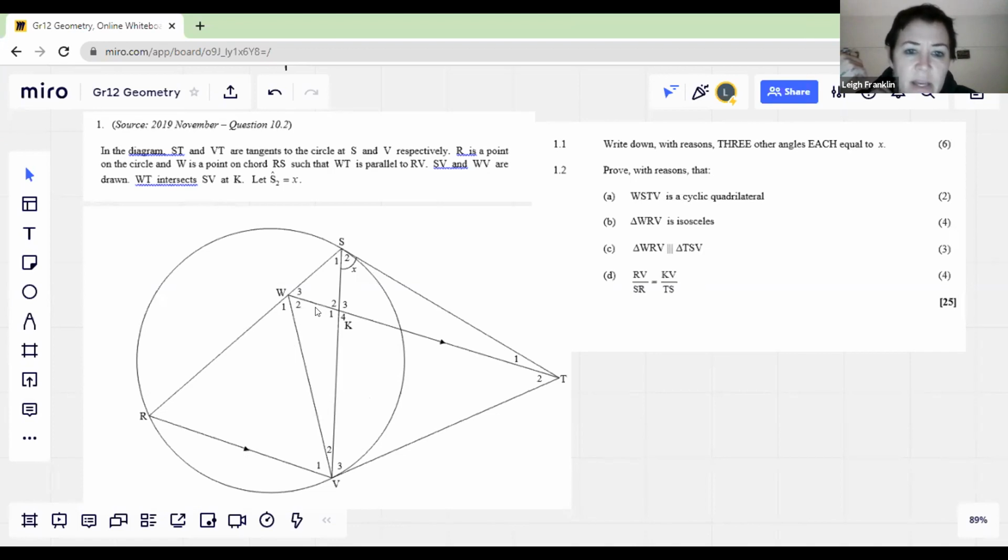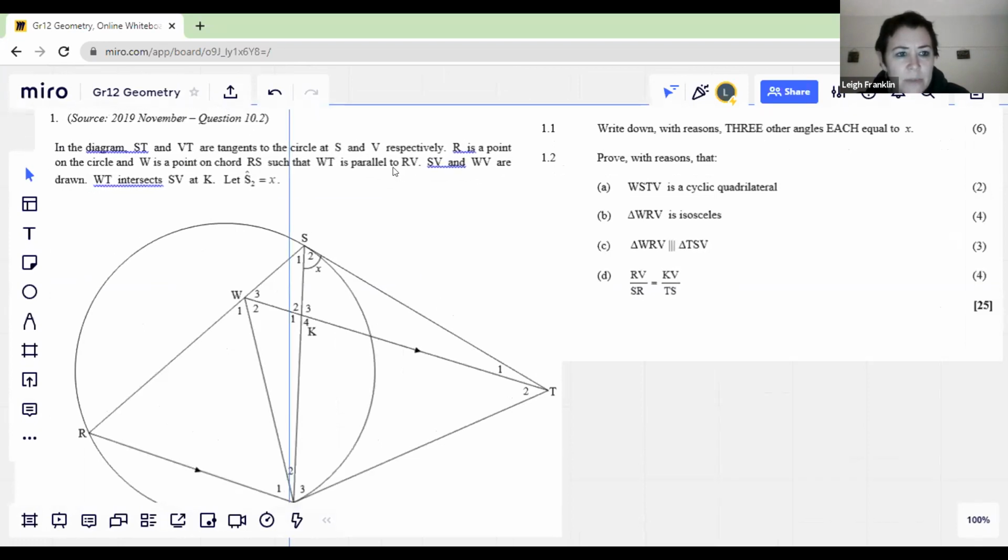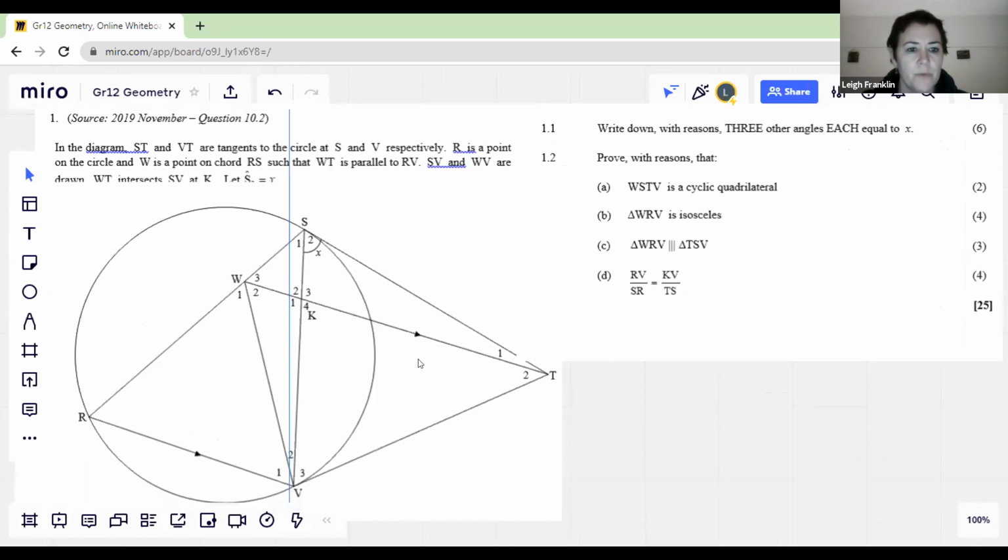Okay, SV and VW are drawn. Fine. WT intersects SV at K, and then it says let S2 be X. All right, now, very typical exam kind of question. Write down, with reasons, 3 other angles. I don't know if this is big. Is this big enough? Can you guys see it okay? I'm just trying to get everything on the page, which is sometimes quite difficult. Okay. Write down with reasons, 3 angles each equal to X.